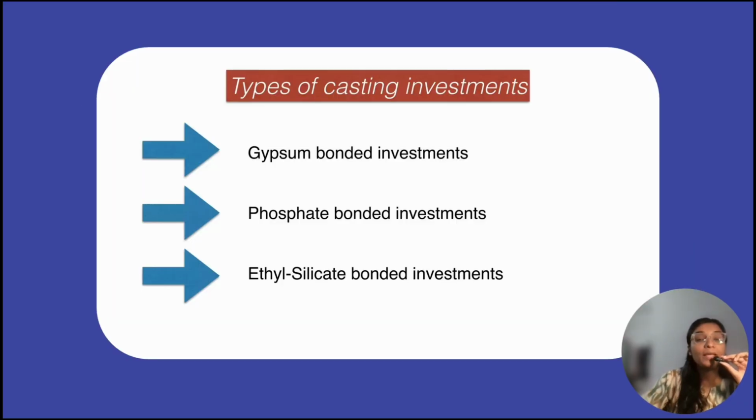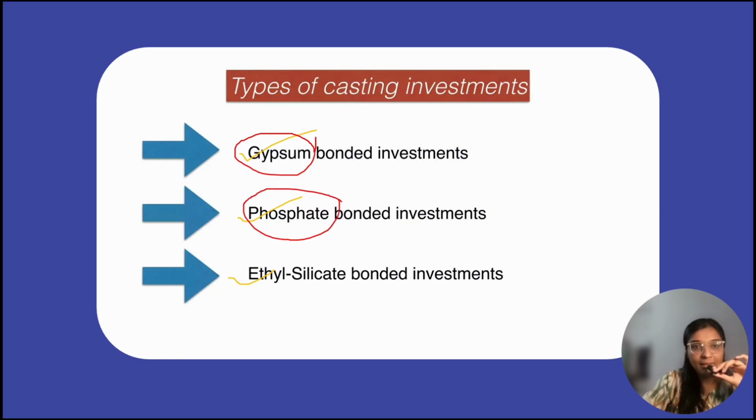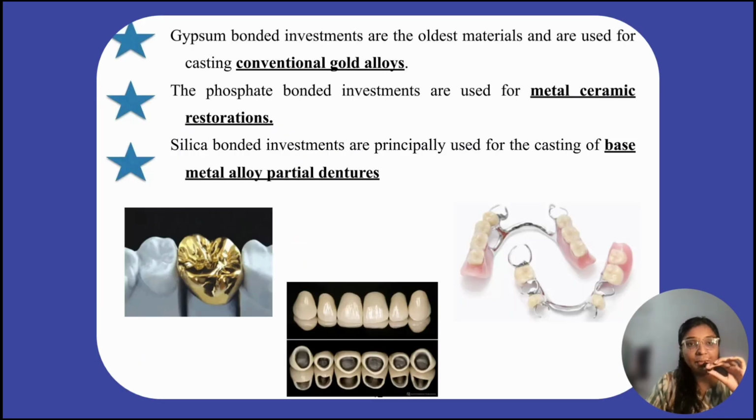Based on this binder, there are three types of investment material. First is the gypsum bonded, second is the phosphate bonded, and third is the ethyl silicate bonded. In the gypsum bonded, gypsum is the binder. In phosphate bonded investment, phosphate is the binder, and in ethyl silicate bonded investment, ethyl silicate is the binder. And they have different purposes. Gypsum bonded investment material is used for low fusing alloys or conventional gold alloys.